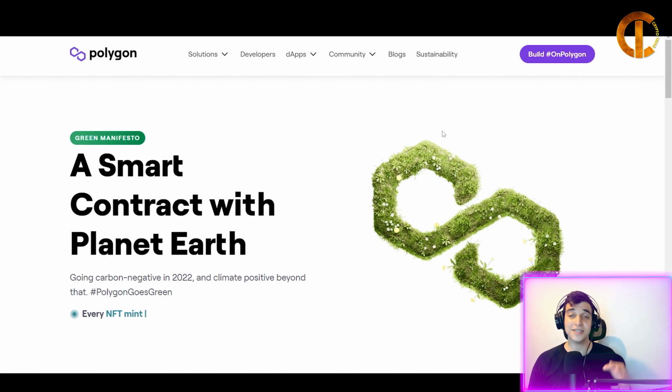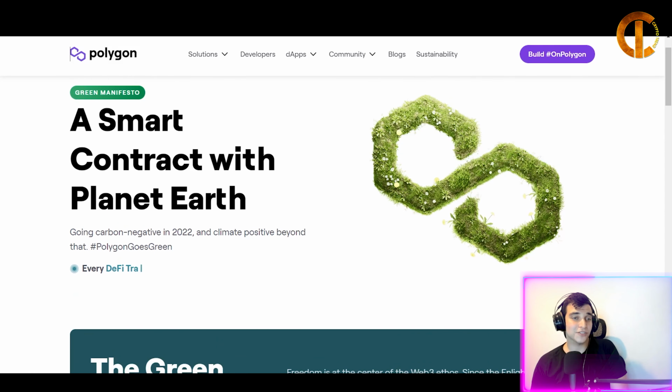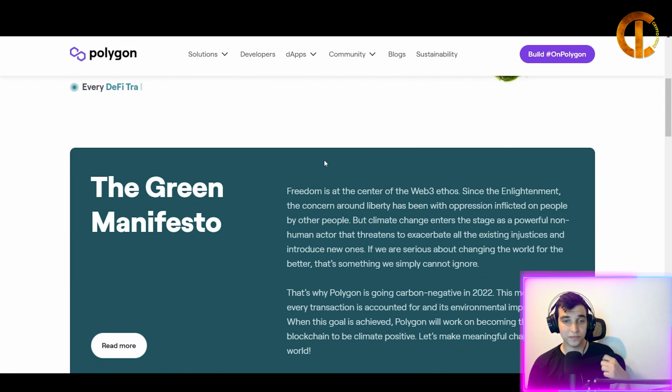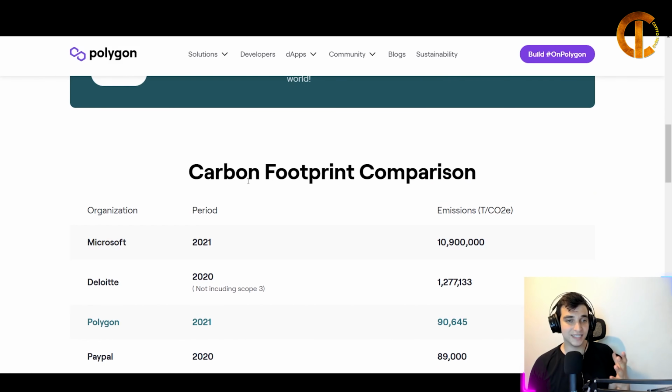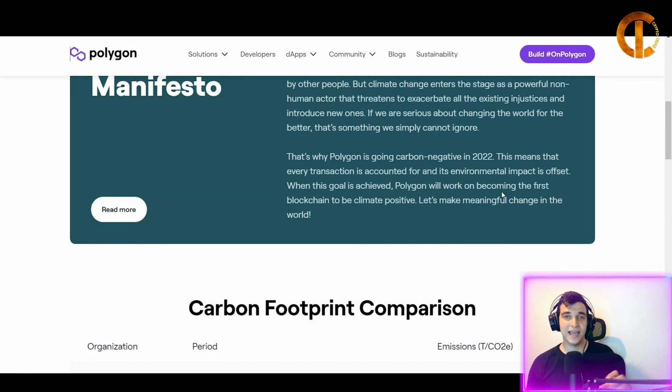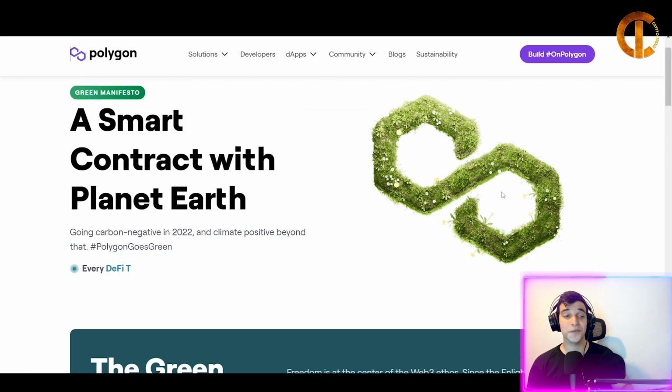Now about their sustainability. So, a smart contract with planet Earth. Going carbon negative in 2022 and climate positive beyond that. It's the Green Manifesto. You can see here the carbon footprint comparison of different organizations, for example Microsoft, over 10 million, and also PayPal in 2020, and you can see Polygon, and you can see the big difference of going carbon negative in 2022, the positive effects that it will bring to our planet.